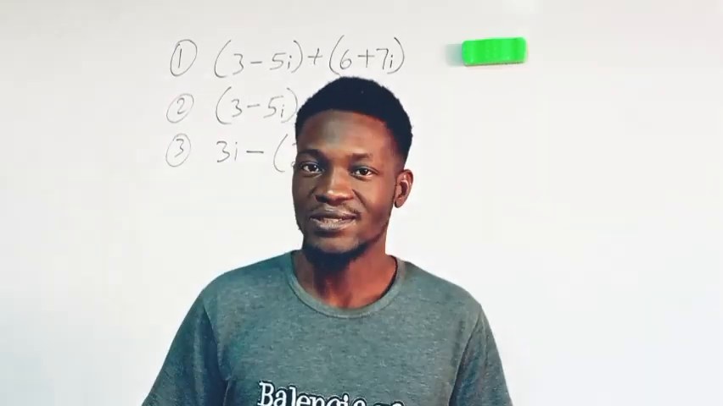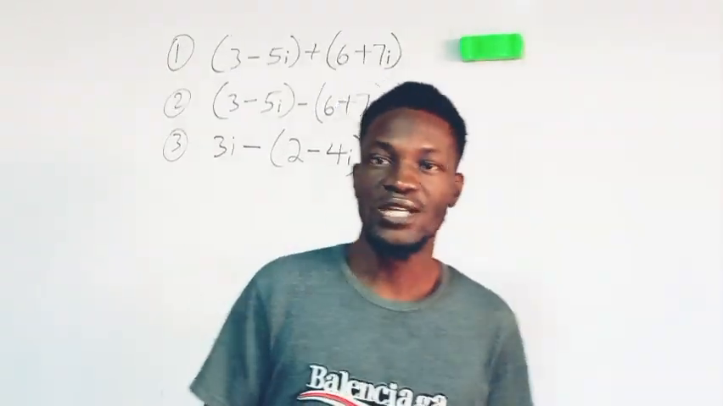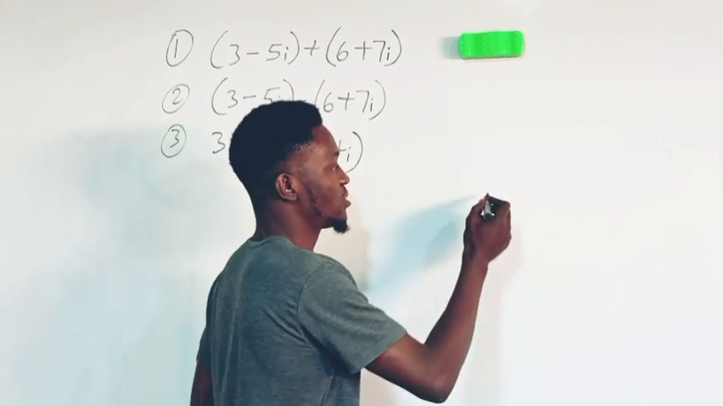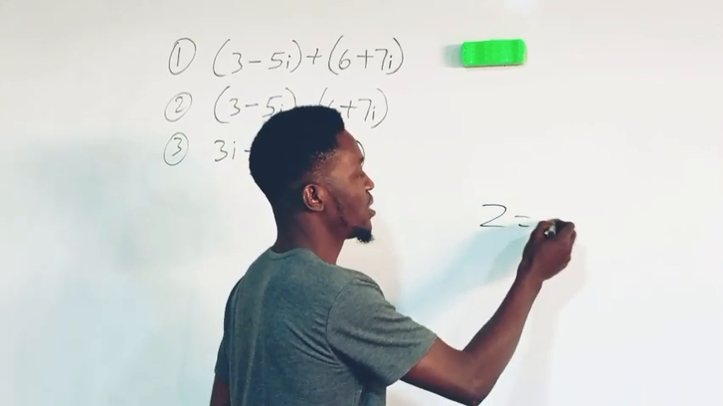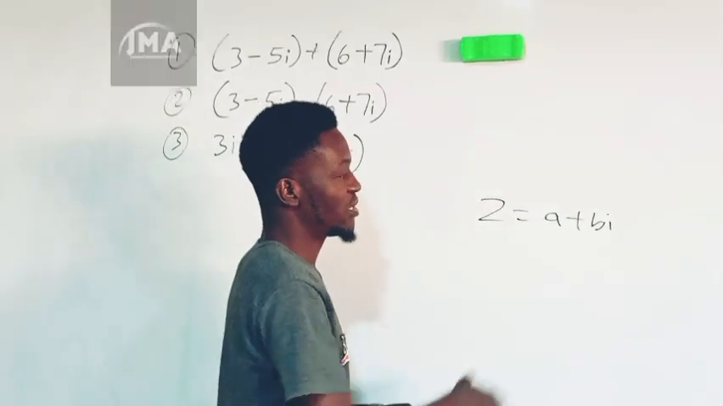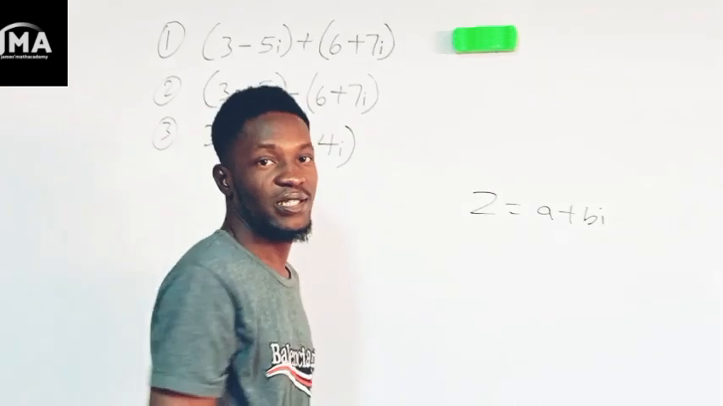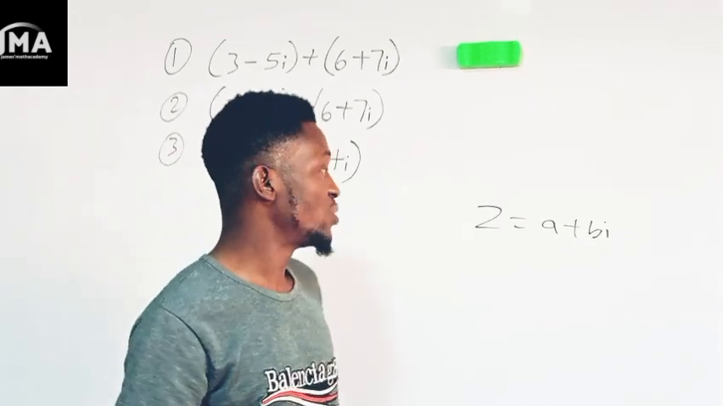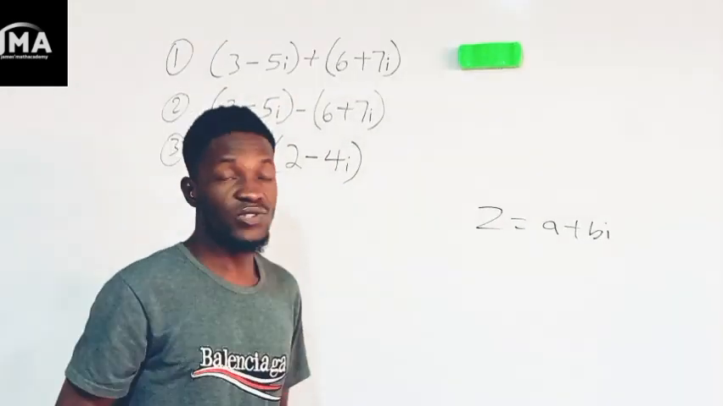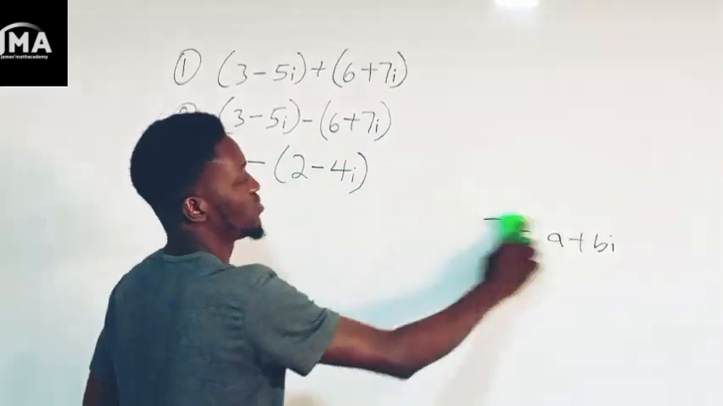So in mathematics, a complex number is usually denoted as Z. It is usually written as Z equals a plus bi. This side is the real part, while the other side is the imaginary part. In this video, I'm going to teach you how to add and subtract complex numbers.